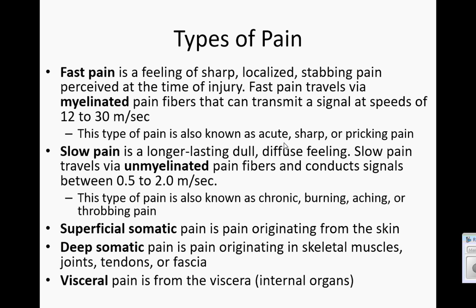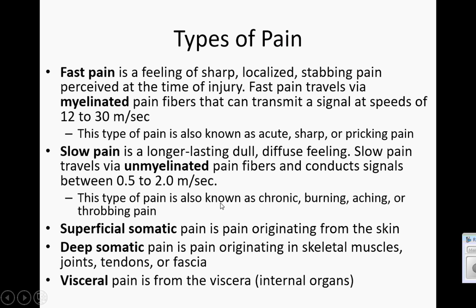Okay, it's more generalized. That's slow pain, which is longer lasting, dull and diffused. We travel by way of unmyelinated fibers, still pretty fast, 0.5 to 2 meters per second. So about 1 to 2 of these, maybe. But that's not nearly as fast as what we see here.